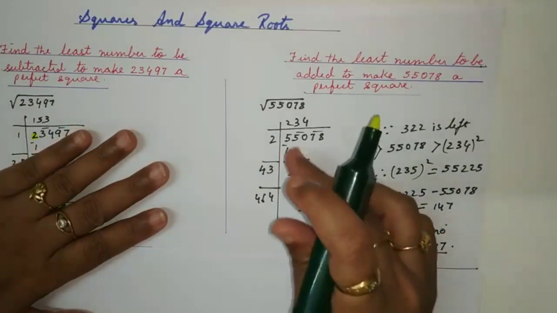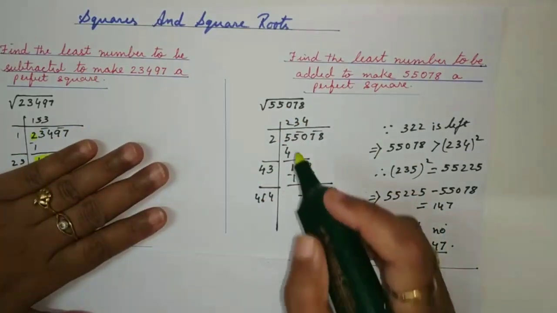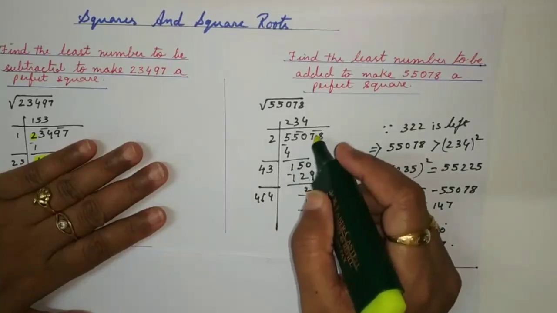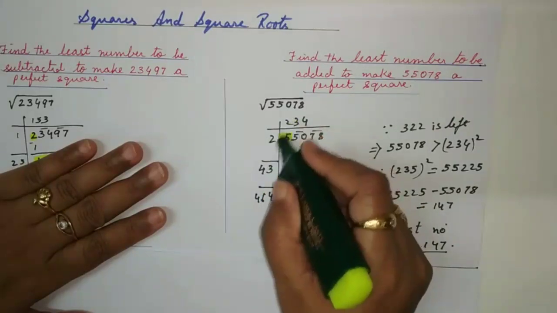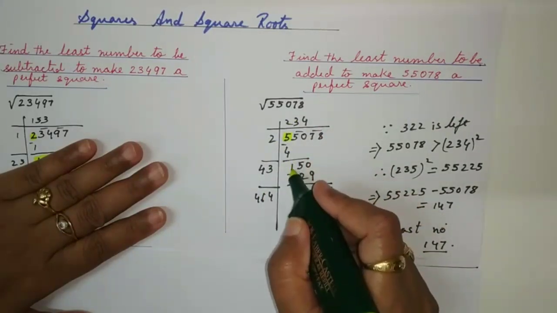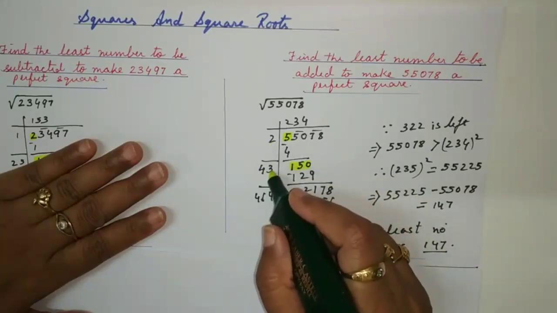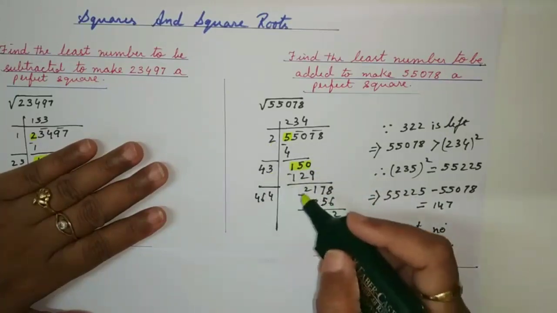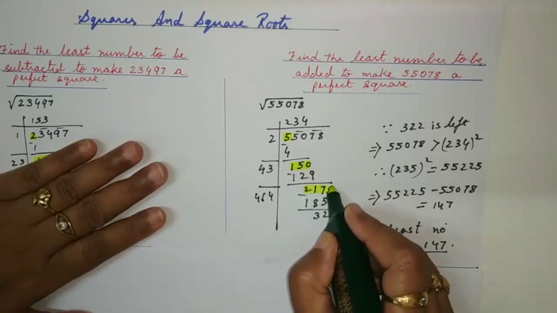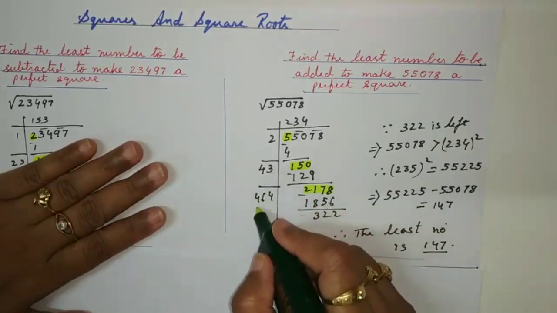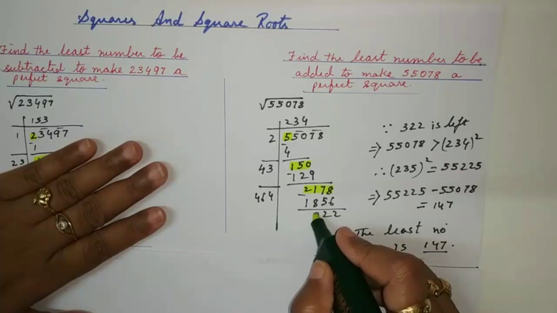So just like the previous one, first by the division method we have to do the square root till we get a remainder. So we pair, and the first number is 5, so 2 2s are 4, difference is 1, the next pair comes down, 140, 2 plus 2 is 4. The new number 3, 43 into 3 is 129, remainder 2, 1, 7, 8, next pair comes down, 43 plus 3 is 46, the new number 4, and now the remainder is 322.